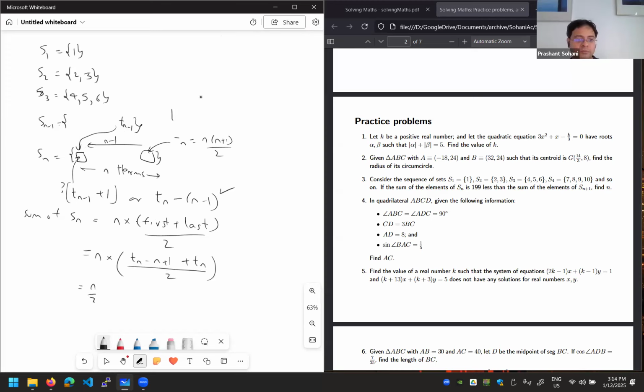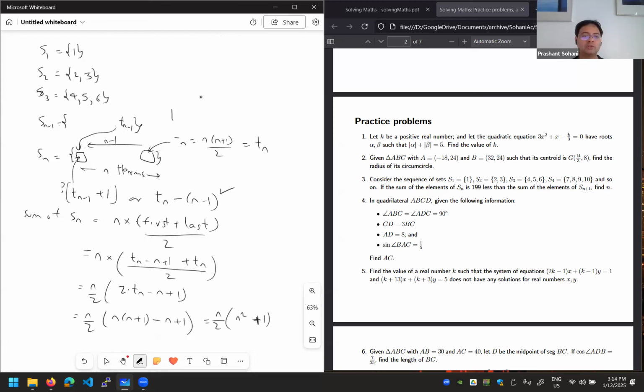Okay. So if I take the upon 2 outside, this is just 2 times Tn. Okay, and Tn is this n into n plus 1 by 2. So therefore, I'm going to get, okay, and if I expand the bracket, I'm going to get n square plus n minus n will cancel, so it will be n square plus 1. Okay, so the sum of the terms of Sn is given by this formula, n by 2 into n square plus 1.